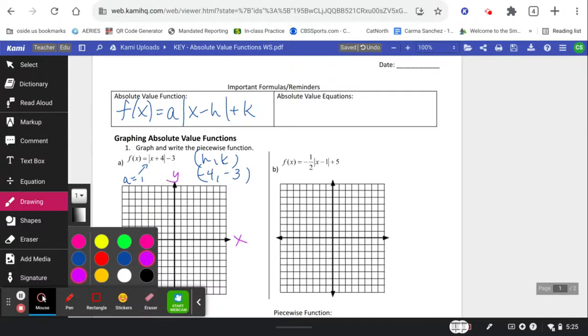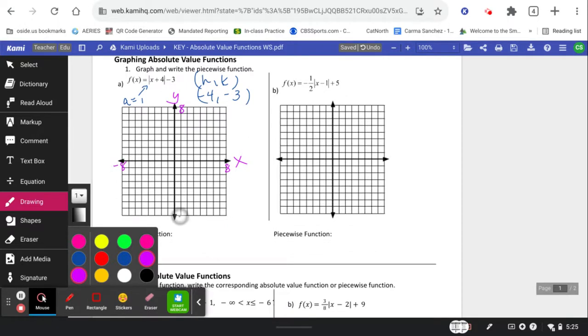Label and scale that graph, x and y, 1, 2, 3, 4, 5, 6, 7, 8. And so go put that dot at -4, -3. So back 1, 2, 3, 4, down 1, 2, 3. And then parent slope goes up 1/1.